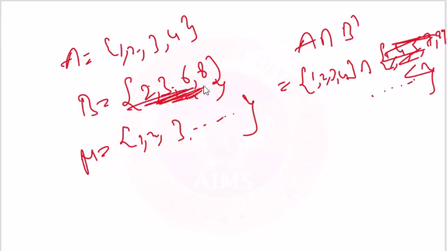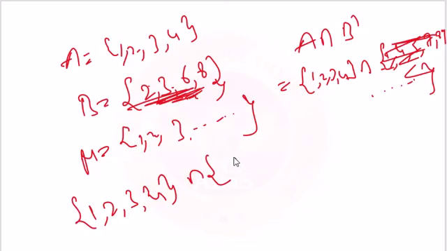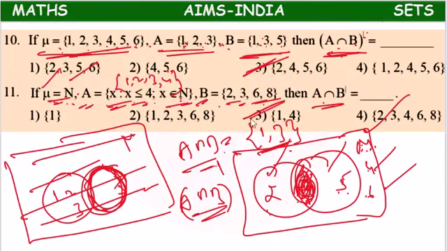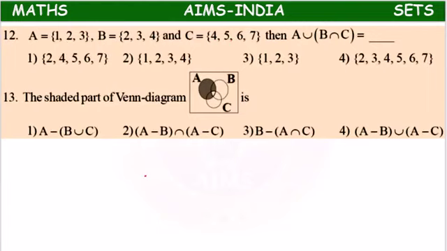Sorry, the B set they have given. B dash means not in B, so A is {1, 2, 3, 4} intersection B dash. So 1, 4, 5, 7, 8, 9 and so on will come. What are the common elements? 1 is common, 4 is common. Only 1, 4 are common in both. So option C, {1, 4}, is the correct answer.